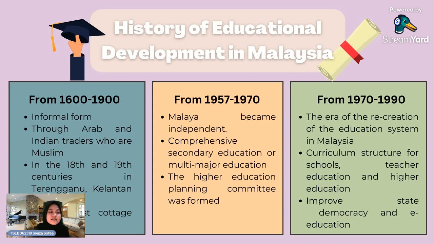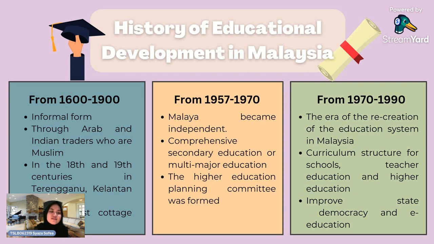Next, from 1957 to 1970, at that time, Malaysia had become independent on 31st August 1957. Comprehensive secondary education or multi-major education was introduced in 1965. The Higher Education Planning Committee was formed, leading to the establishment of the Higher Education Council in 1968.